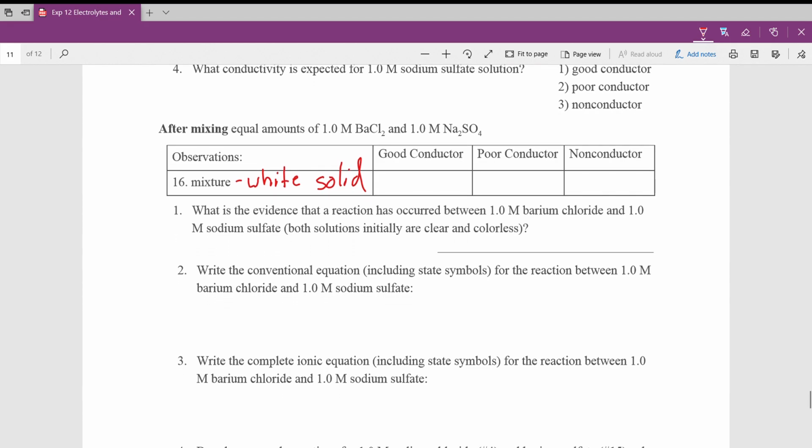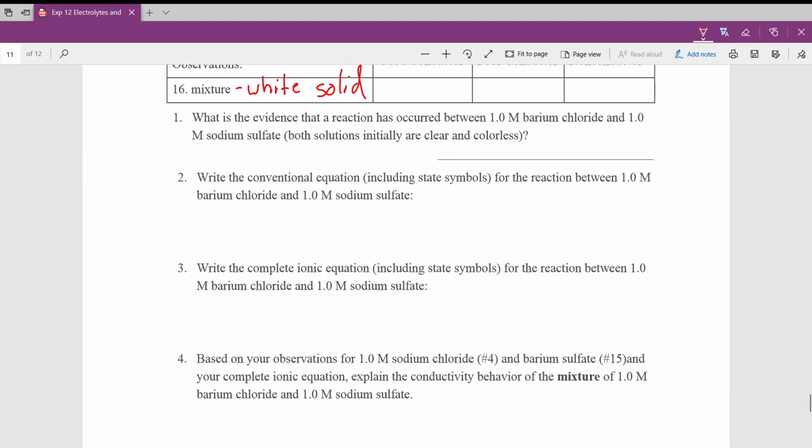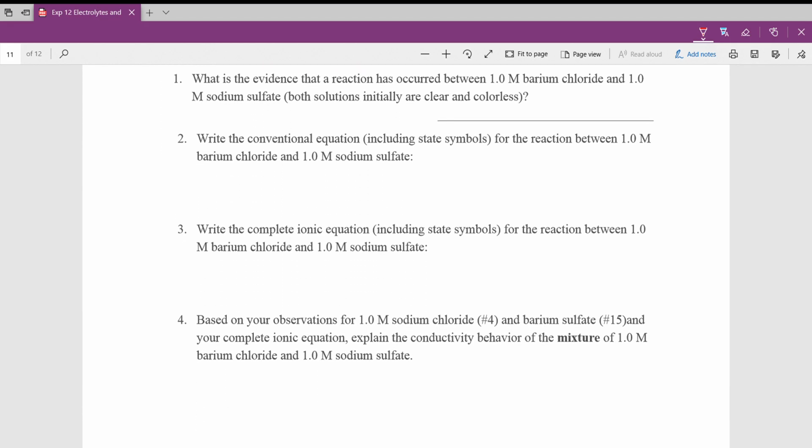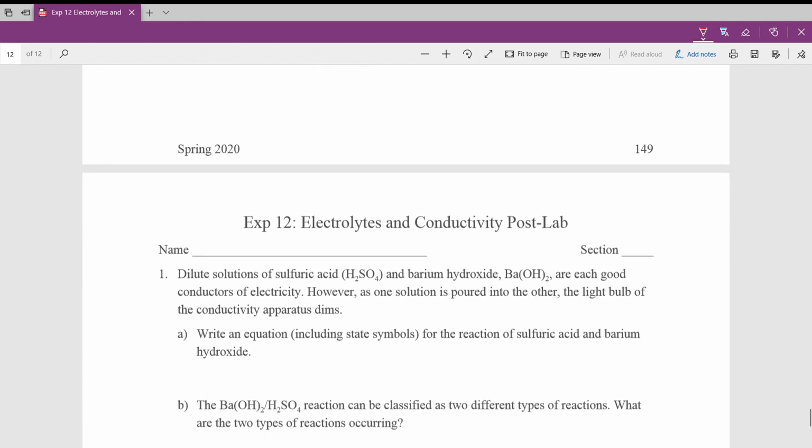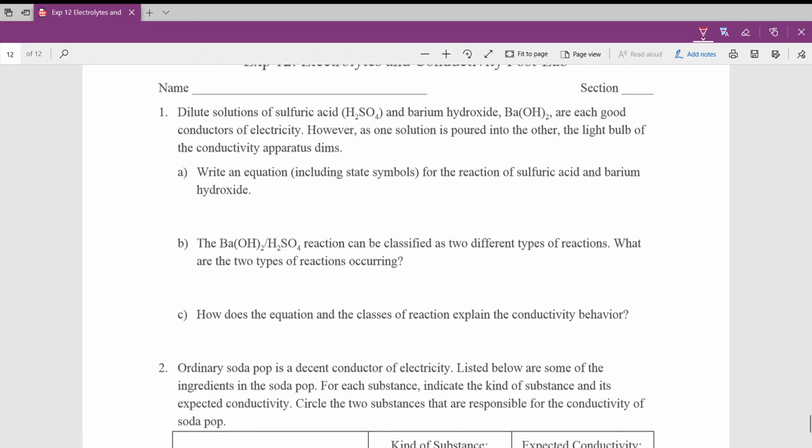You're going to have to write out an equation and explain the conductivity behavior of the mixture. Let me give you a hint here. Spectator ions, but you got to tell me what they are, okay? And I think you got the rest of it.